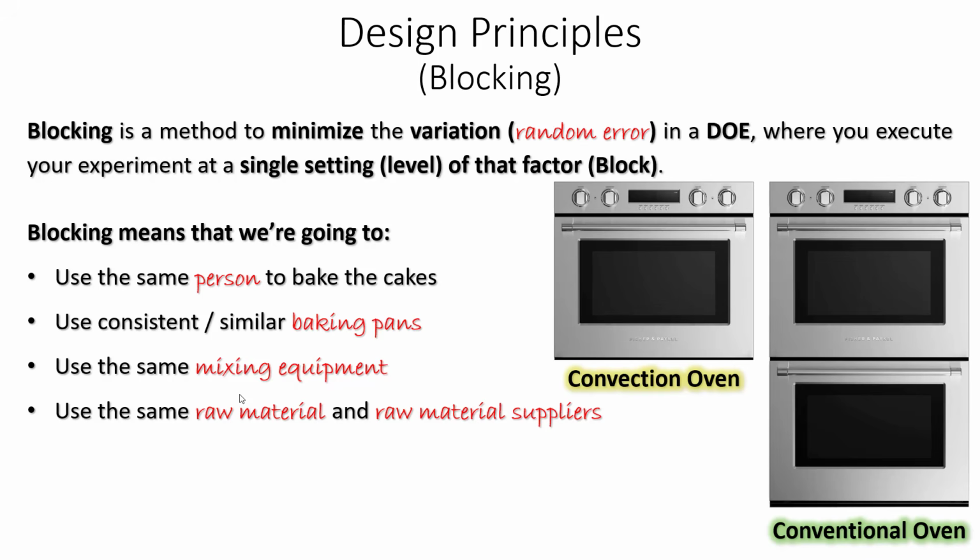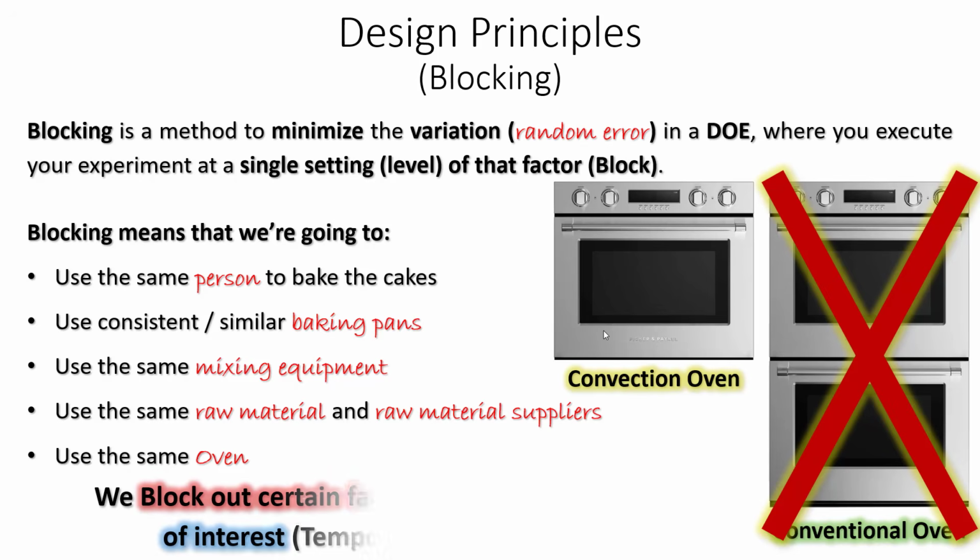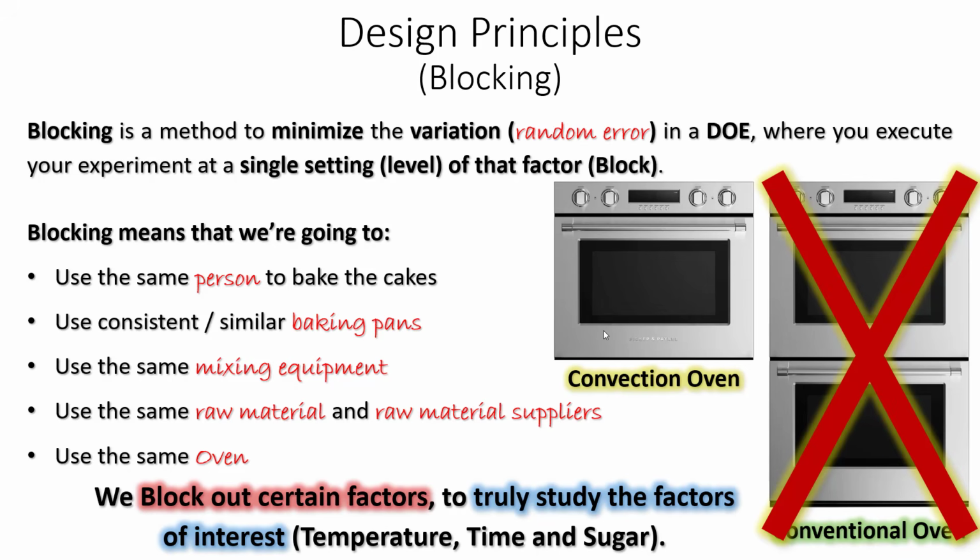The last example might be oven types. Maybe some of your ovens are convection ovens, some of them are more conventional ovens, maybe you've got a double oven, something like that. And again, for the purposes of this experiment, we're going to bake all of our cakes using the exact same oven so that we can block out all of the variation that might come from oven to oven. And when we block out all these factors, the point of that is to essentially eliminate all of that variation so that we can truly study the factors that we care about, which for the purposes of this first experiment is temperature, time, and sugar.